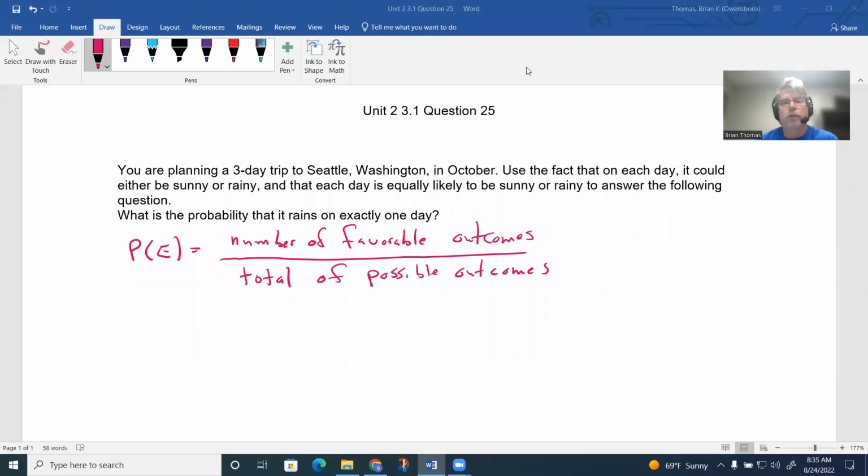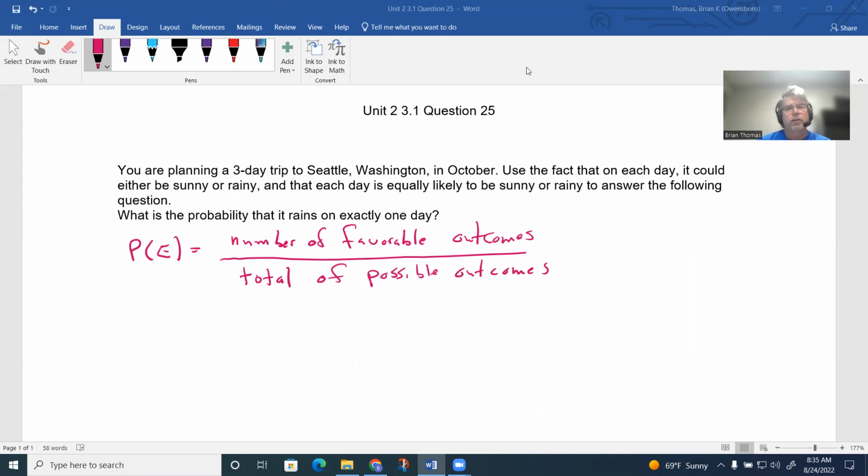So in Unit 2, there's a question in the 3.1 section, number question 25. This basically is when we were talking about probability and basic counting principles. So let me look at this question here.